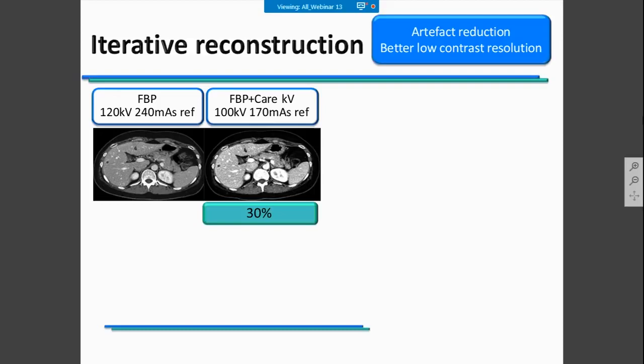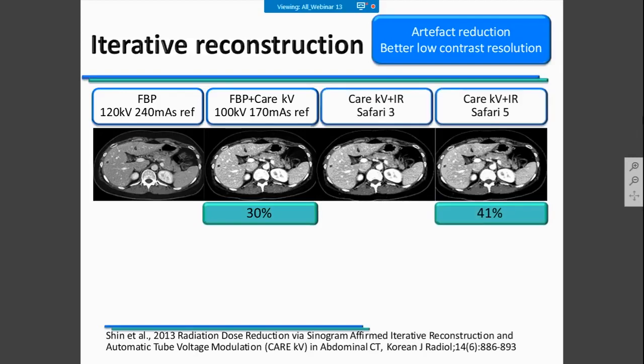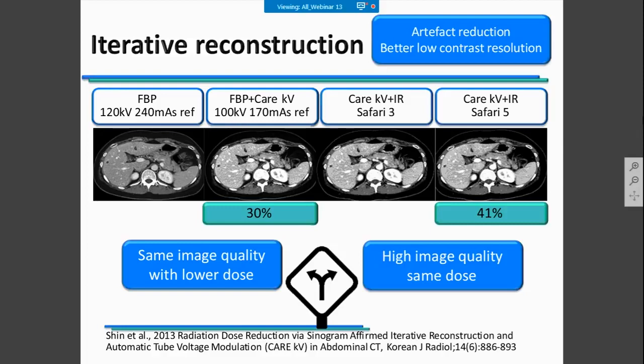For example, if you have filtered back projection and then you move to tube current and tube voltage modulation, you could obtain a 30% dose reduction. But if you have iterative reconstruction available, you could also reduce the dose value that you already had before. Using iterative reconstruction is like making a decision in all the exams, because you need to select if you want to maintain your image quality and have a lower dose, or if you want to have the best image quality with the same dose that you already used before.